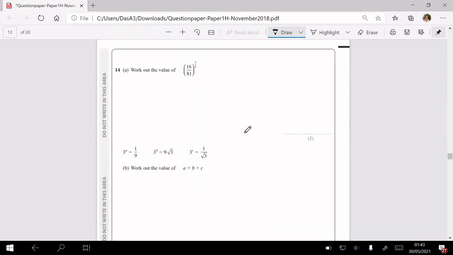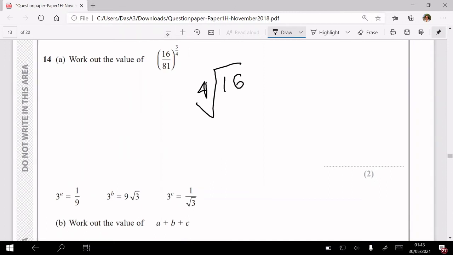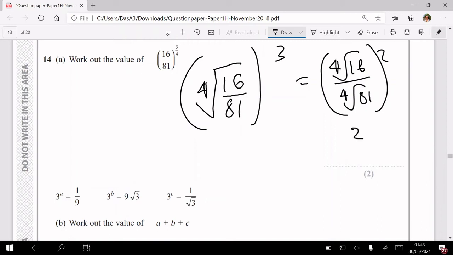And if you need, work out the value of 16 over 81 to the power of 3 over 4. So this is an indices question. First of all, you need to know that becomes a fourth root. So the fourth root of 16 over 81, then to the power of 3. So that becomes fourth root of 16 over fourth root of 81, to the power of 3. The fourth root of 16 is 2, and the fourth root of 81 is 3, I believe. Yep, that is right, 2 over 3 to the power of 3, which is equal to 8 over 27.